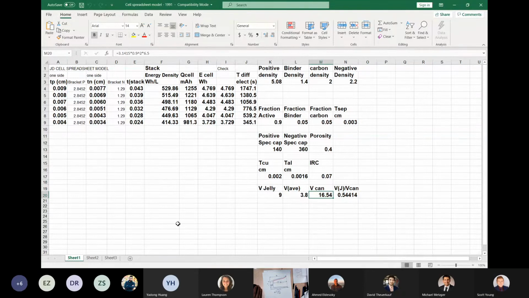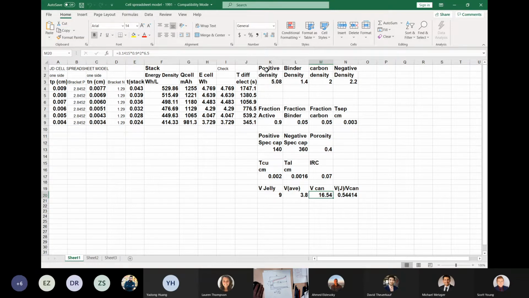Yep. Okay. So what I have here on the left side is the thickness of the positive electrode, single side coating in centimeters. So 0.004 centimeters is 40 microns thick, and it goes up to 90 microns thick. And then on the negative side, this is the corresponding thickness of the negative for a balanced cell based on the assumptions that I've made with respect to the electrode materials.